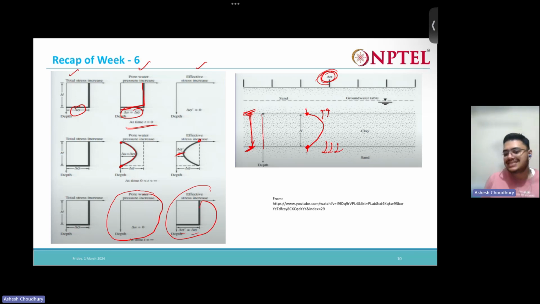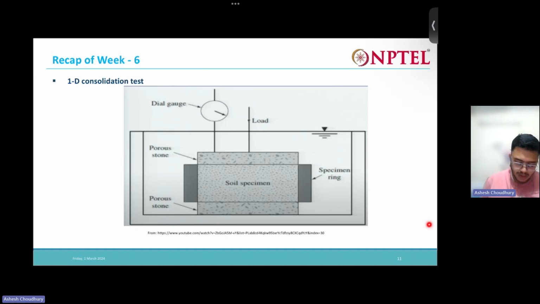Now, to understand this consolidation phenomenon, we do a one-dimensional consolidation test in clays. For a particular clay sample, we do a test known as the one-dimensional consolidation test. So let us see the test. In the test, say we have the soil specimen.